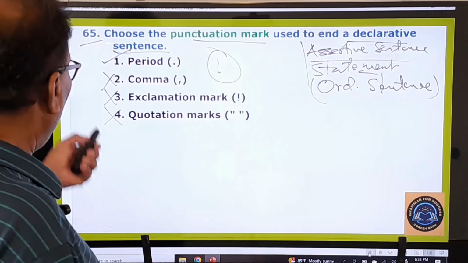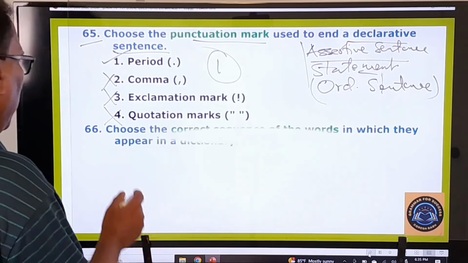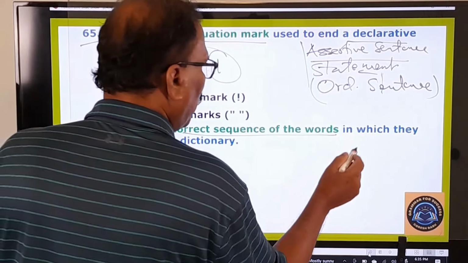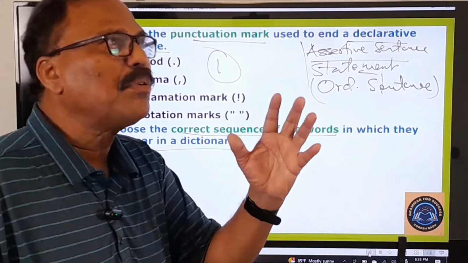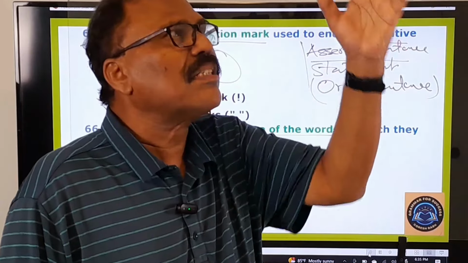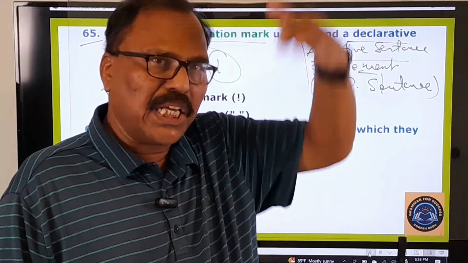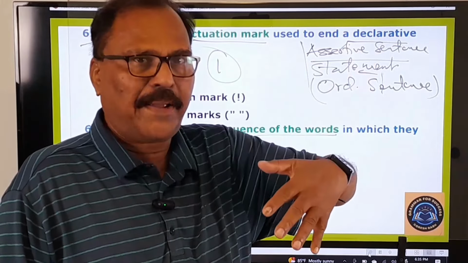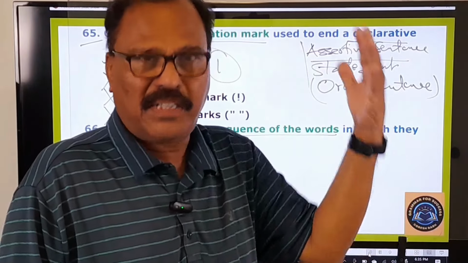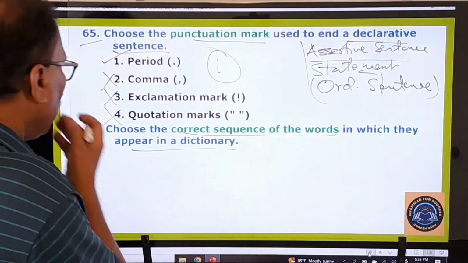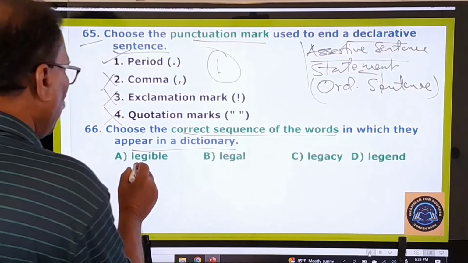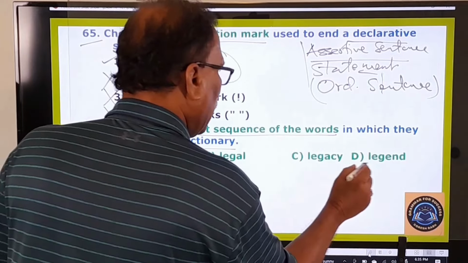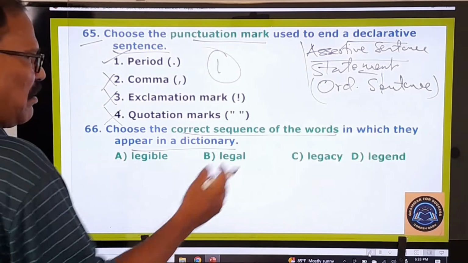Clear? Now you go to the next question, and here choose the correct sequence of the words in which they appear in a dictionary. So you should be able to arrange the given words in the correct order, just as you find them in the dictionary. And what are the words given here? Legible, legal, legacy, legend. These are the words given here.